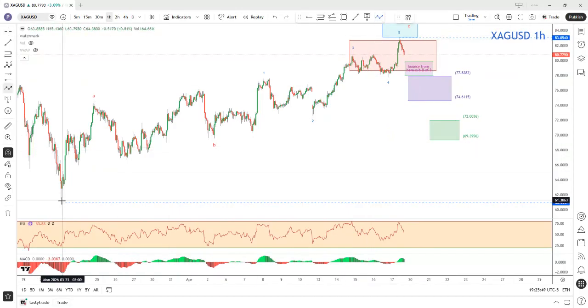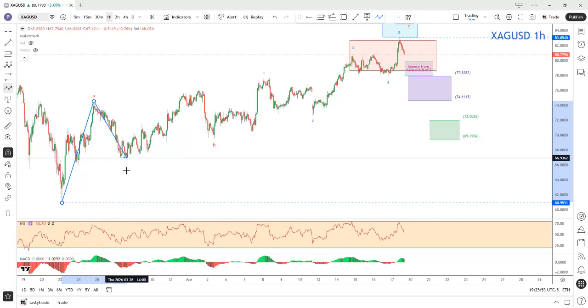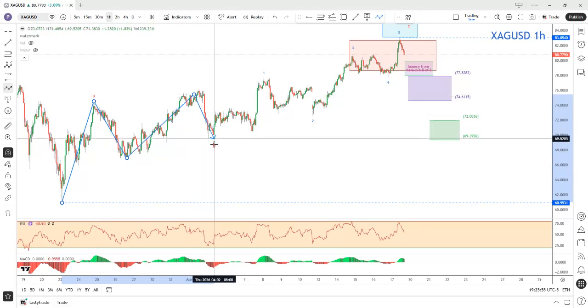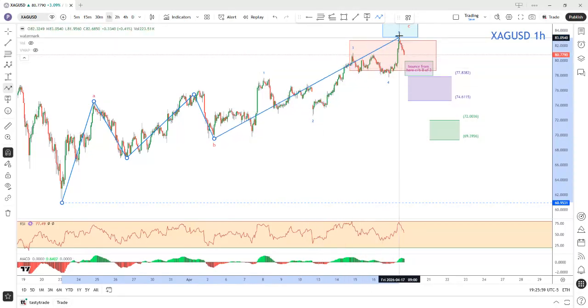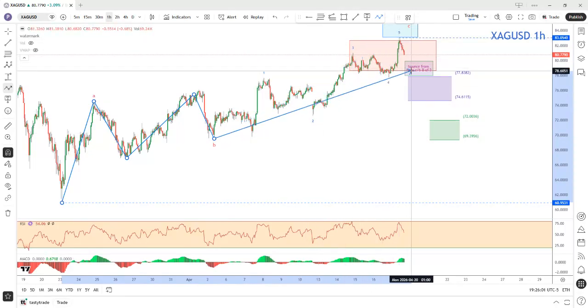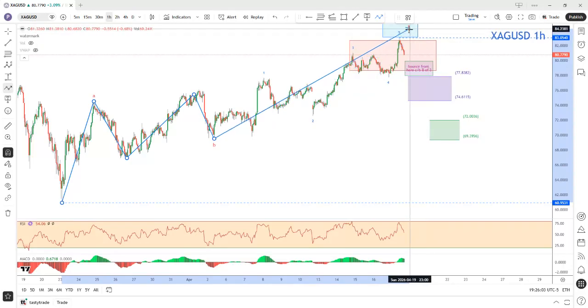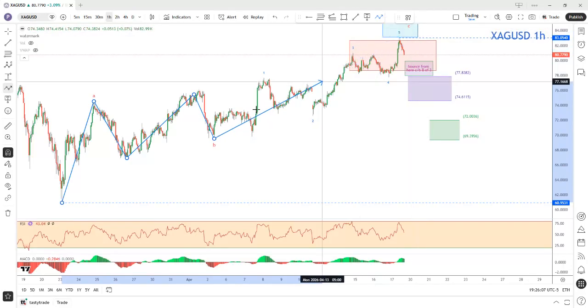So then that would be, instead of A, that would be 1. This would be 2. And then we had a 5-wave move, 1, 2, 3, 4, 5. Get a small correction to here and another break. And then you would be up into the blue box, and that's the target for the 3rd wave.